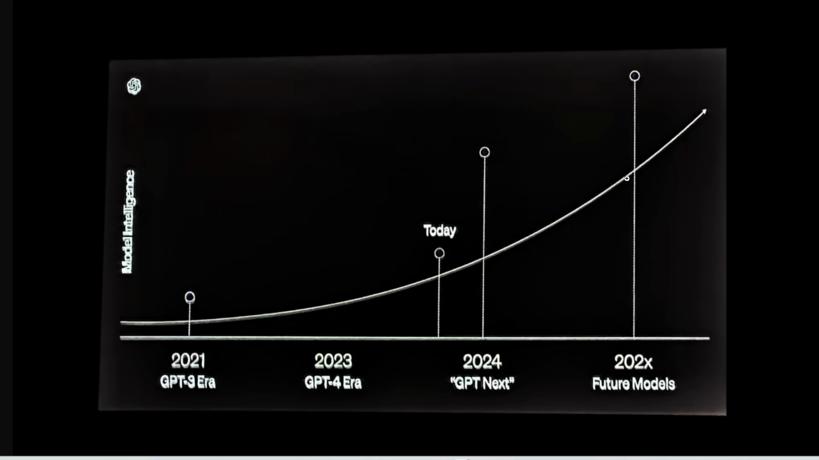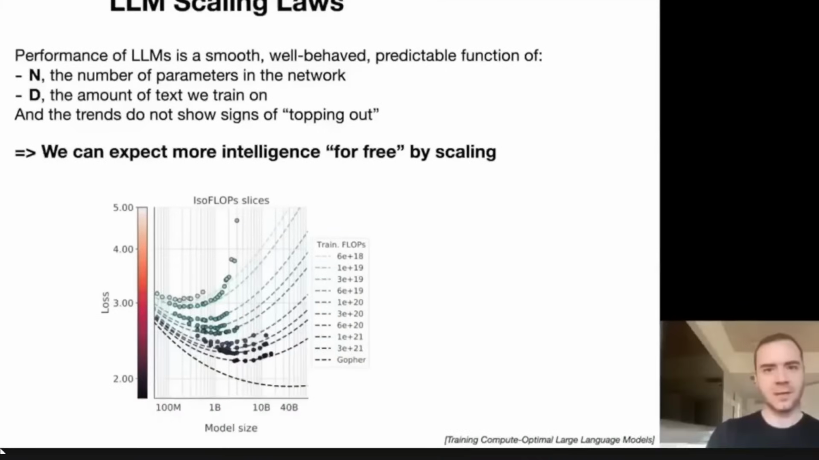So as long as we can scale this up, as long as we can scale up compute, we can make an exponentially smarter model. Really quickly, here's why compute is important. The first very important thing to understand about the large language model space are what we call scaling laws.